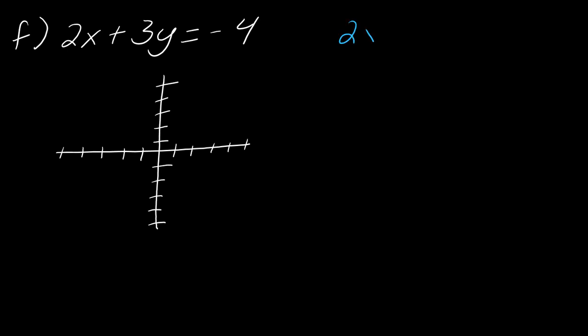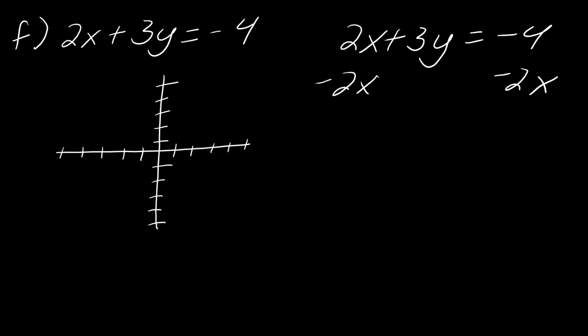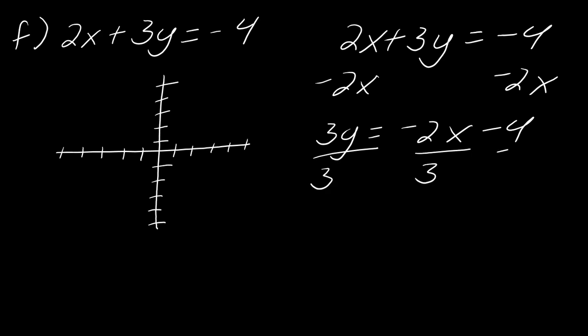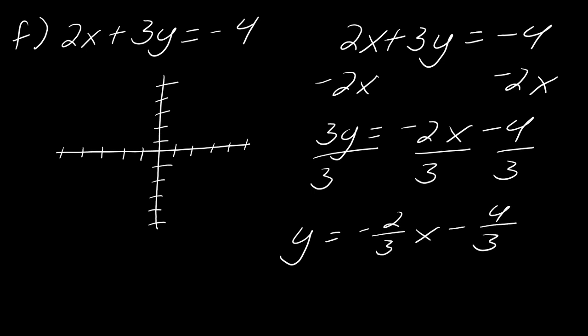So I'm going to have, let's see, let me do the other color. Let's do 2x plus 3y equals -4. Subtract off the 2x to get 3y equals negative 2x minus 4. And so this one is going to be a little trickier. So this is negative 2/3 x minus 4/3.